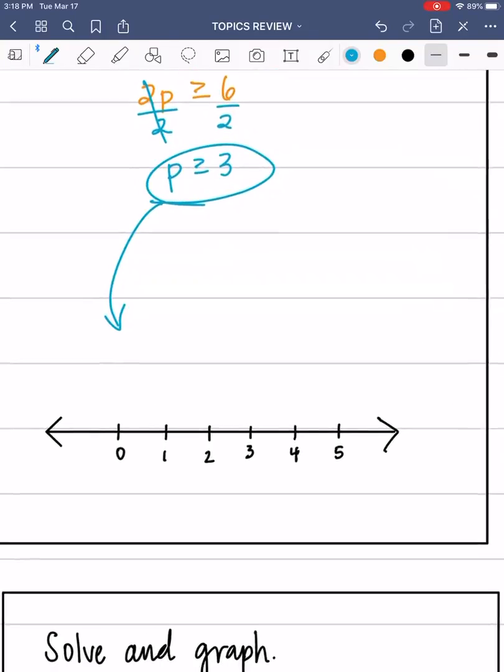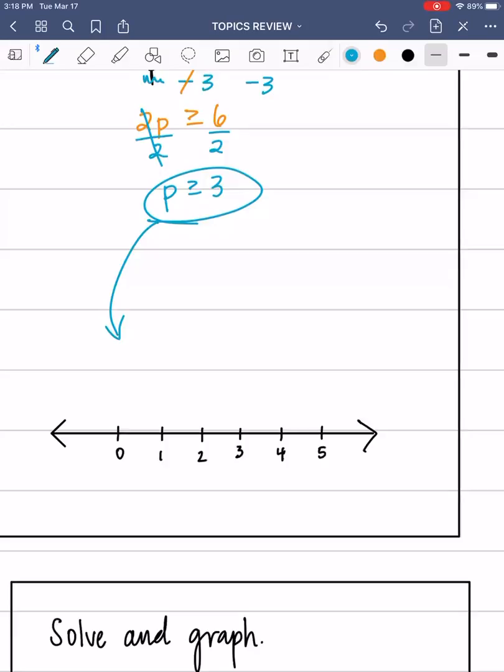So let's look down here at our number line. We're looking for all the numbers that are bigger than or equal to 3. So let's find 3 on here. Here it is. Since it's greater than or equal to, I'm going to fill it in, because 3 is greater than or equal to 3. It's equal to it. We want the bigger numbers, so we're going to go to the right. Greater than or equal to is to the right. We'll just shade in this side.